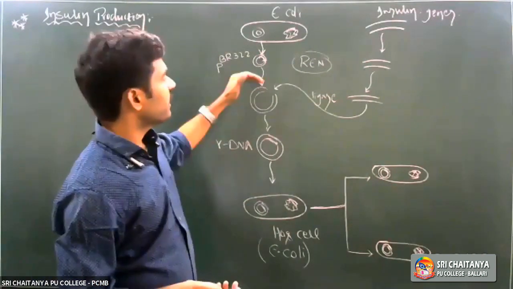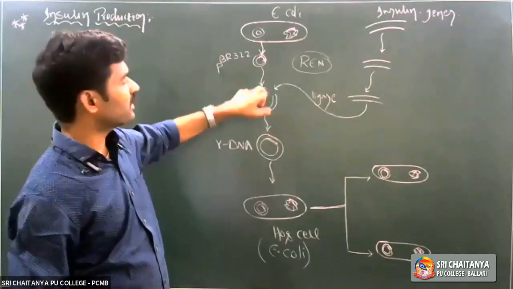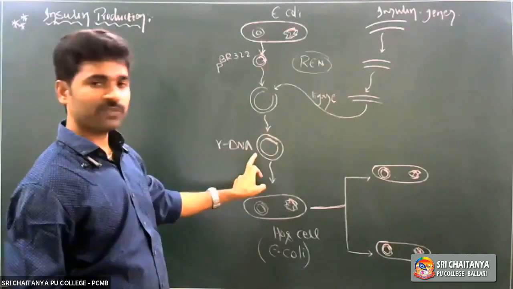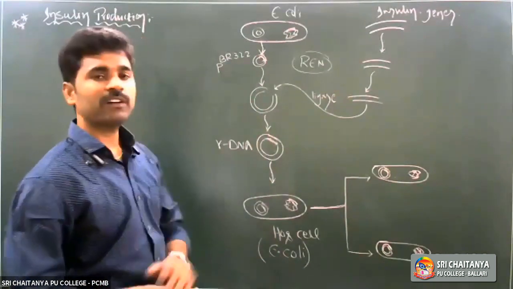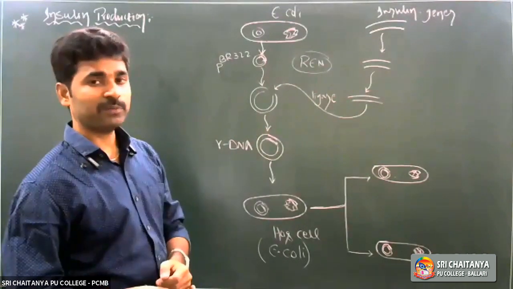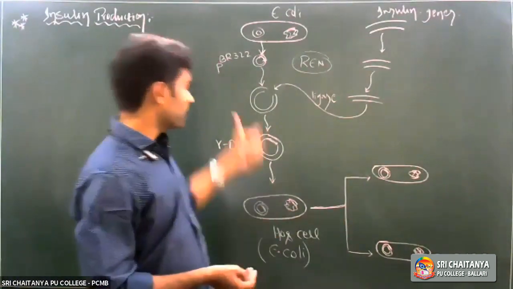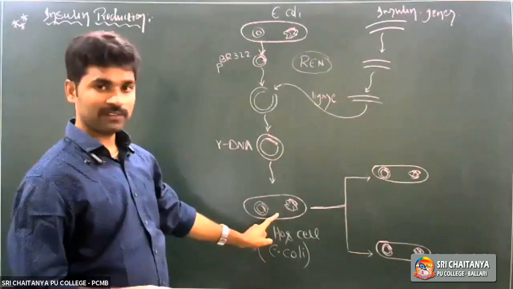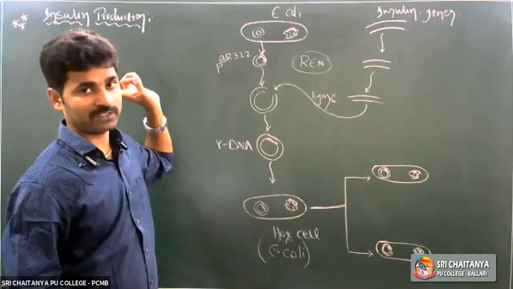Then again, we inserted that foreign genetic material into the vector genetic material by using ligase enzyme, resulting in the formation of rDNA or chimeric DNA. After that, we inserted that rDNA into the host cell cytoplasm by using any one of the five methods we discussed. Then, to maintain that foreign genetic material in host cells, we use vectors and bioreactors.